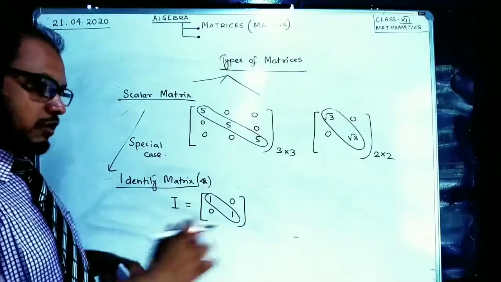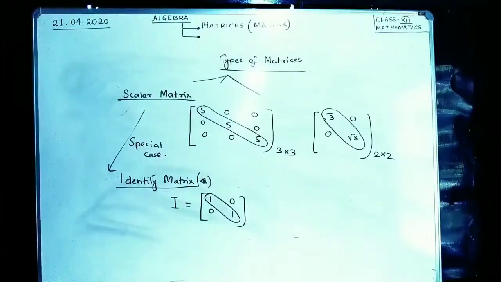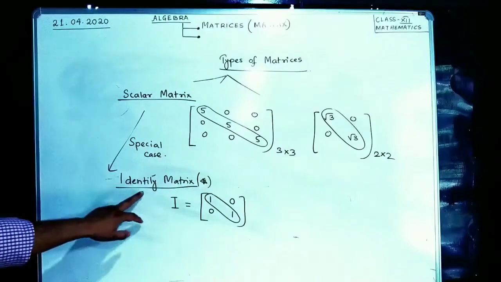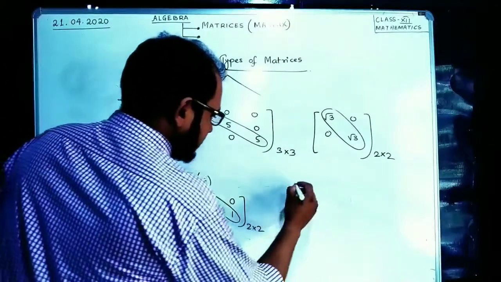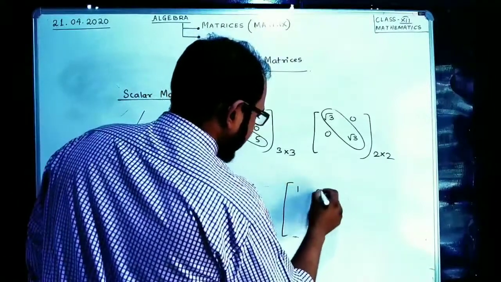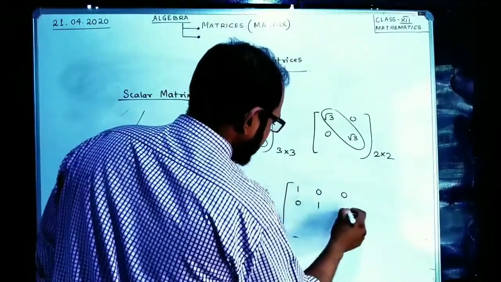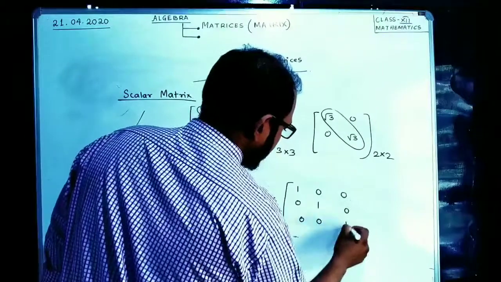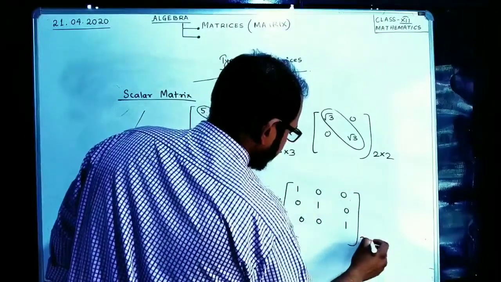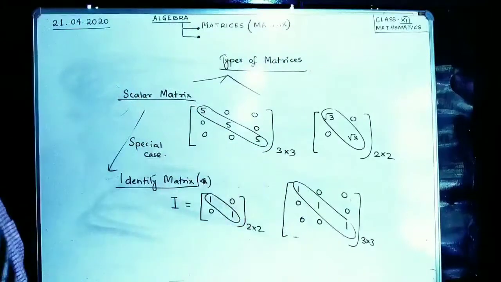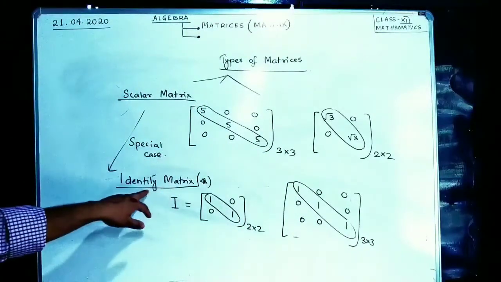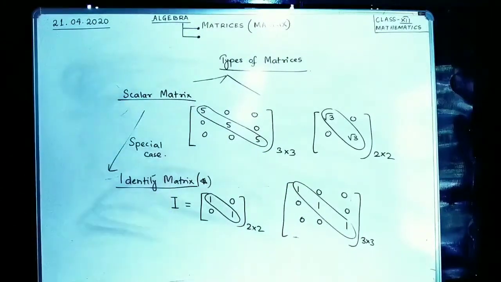So throughout the chapter we will be using the identity matrix in several places. So this is a very important matrix. It is obviously a 2 by 2. Another 3 by 3 identity matrix looks like this. See, the diagonal elements are all the same and equal to 1. So this is a special identity matrix, a special case of a scalar matrix.